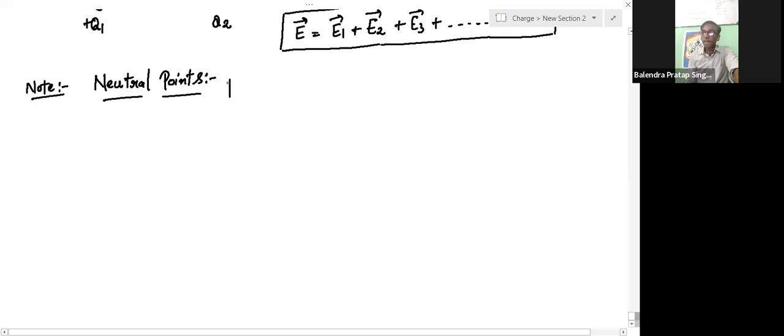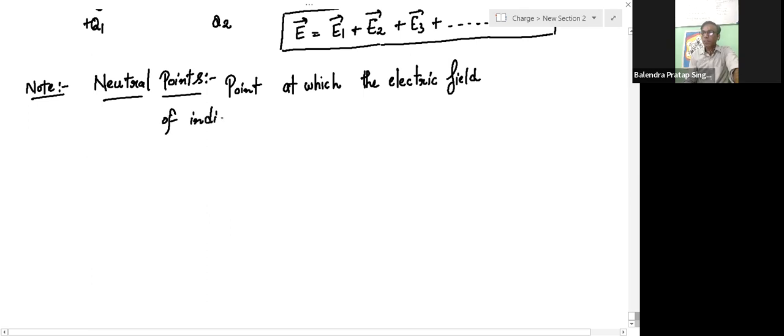So a neutral point is a point at which the electric field of individual charges cancel each other. Okay, so these are neutral points.